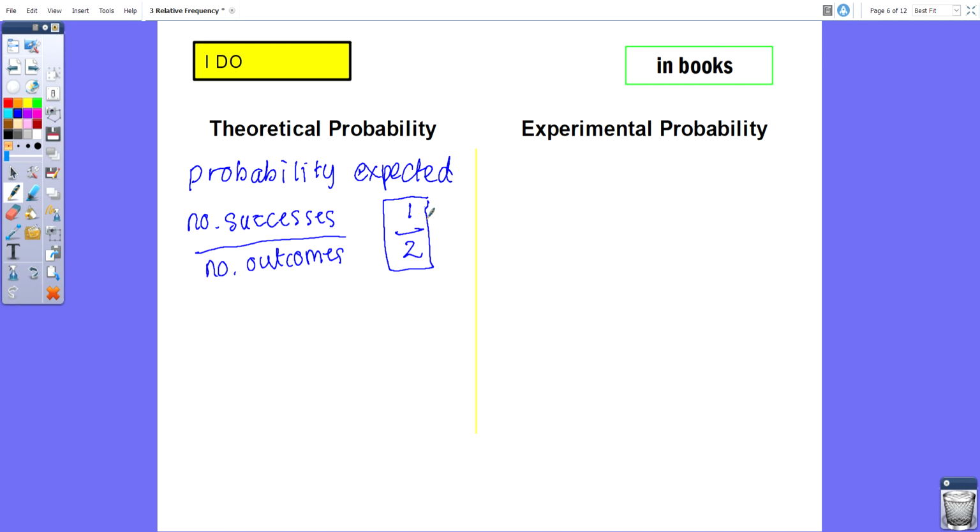is a half. Now our theoretical probability isn't based on any kind of data, so we don't need to do any trials or any kind of experiments. It isn't based on trials or data, and therefore this kind of probability doesn't change. It doesn't matter what we do, our theoretical probability will stay the same.